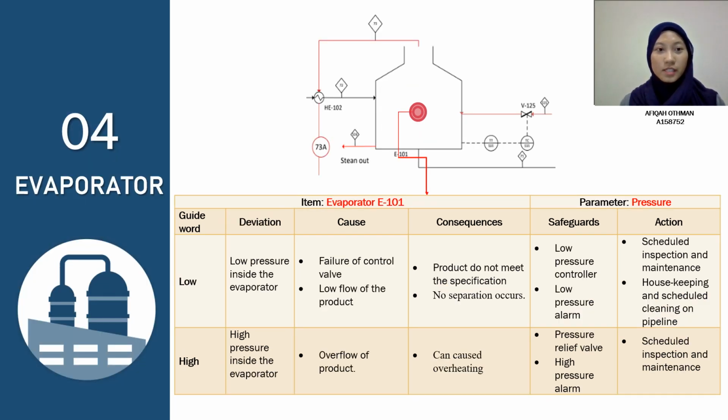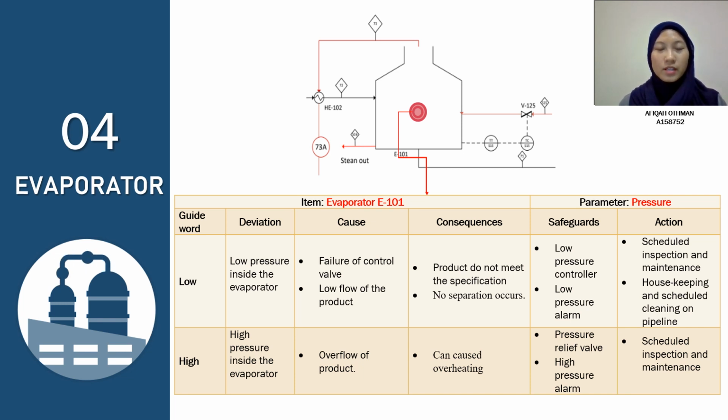The HAZOP analysis for the evaporator is on pressure, which is inside the evaporator. So the guide words are low and high. The deviation for low is low pressure inside the evaporator, and for high, high pressure inside the evaporator. The low pressure can cause failure of the control valve and low flow of the product, while the high pressure will cause overflow of the product. The consequences from the failure are that the product does not meet the specification and no separation will occur. If high pressure, it can cause overheating of the evaporator.